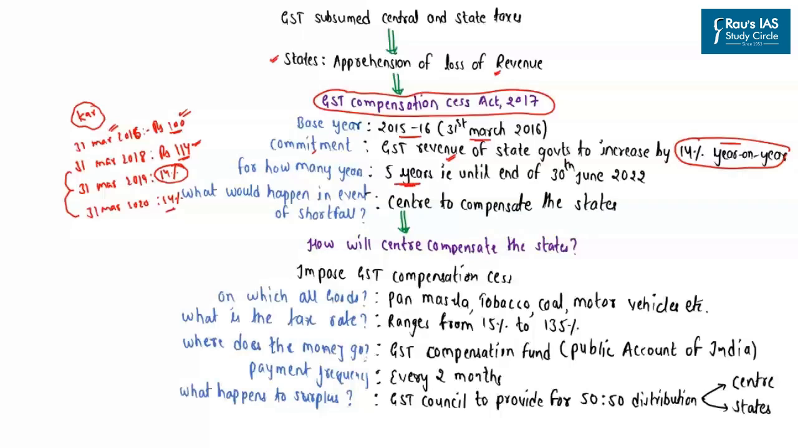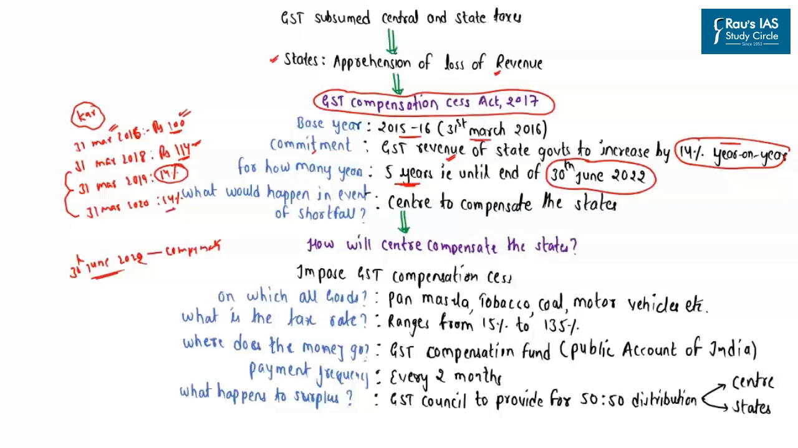Very interestingly, this commitment is going to end on 30th of June 2022. What does this mean? This means that only until the end of 30th of June 2022, whatever loss the state governments are having with respect to the GST revenue, only until then the loss would be compensated. Beyond 30th June 2022, if the revenues of the state government do not increase, say by 14%, then the central government will not pay them any kind of compensation.